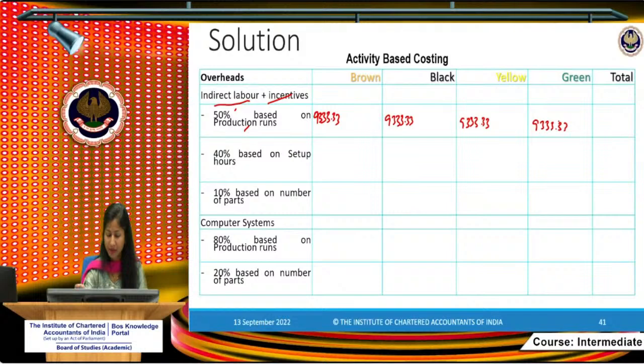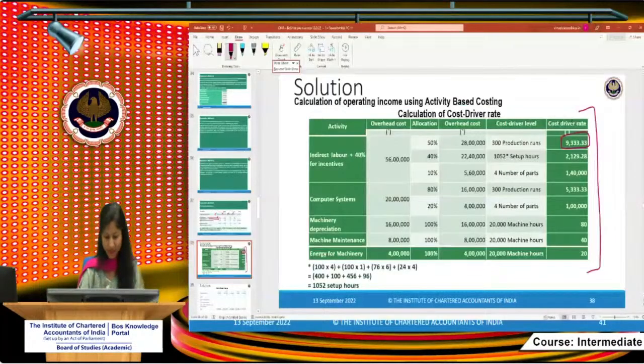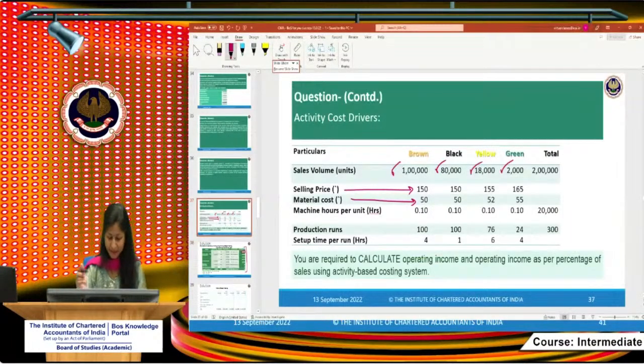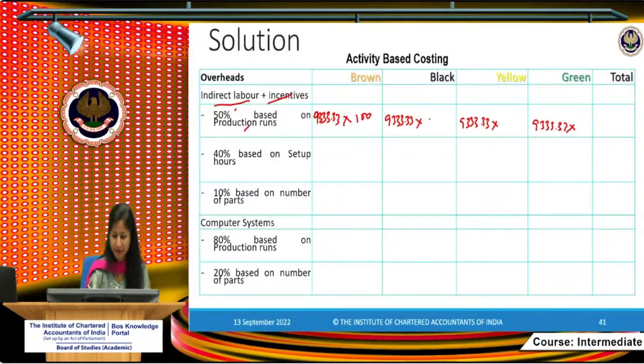9,333.33. And what are the production runs for each of the clips? It would get multiplied by the number of production runs. Let's see in the question. It is given here: 100, 100, 76, 24. You just need to use the calculator and apply the figures over here.